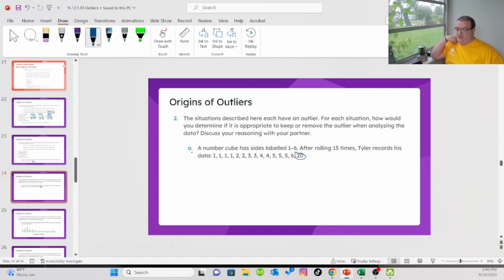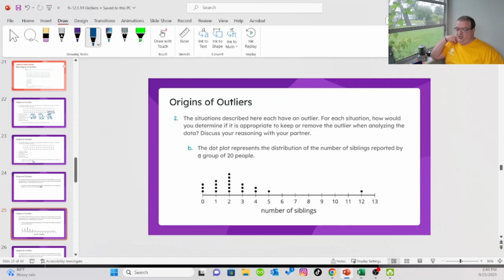Now, if a number cube has sides labeled 1 through 6, then there is no possible way to roll a 20. So this one would be removed because there is an error. They might have meant to put 2 instead of 20, but there is no possible way they could have rolled a 6-sided die that is labeled 1 through 6 and roll a 20. Or maybe they added multiple rolls together, which isn't what they were doing. But either way, there is an error in the collection, and we would remove that outlier.